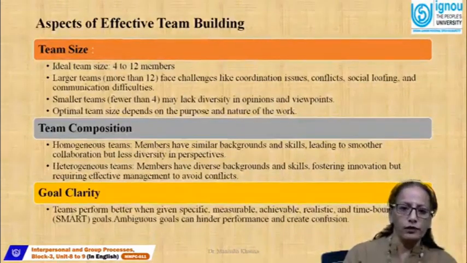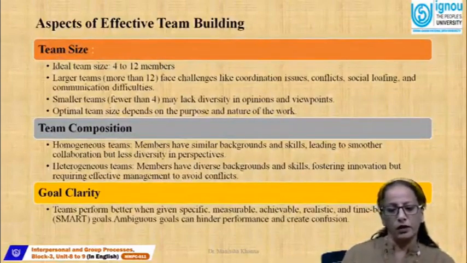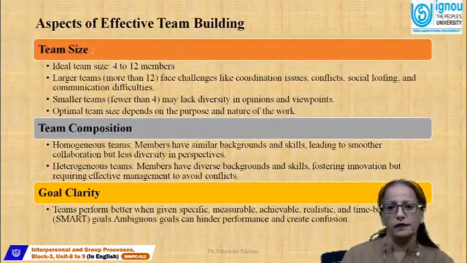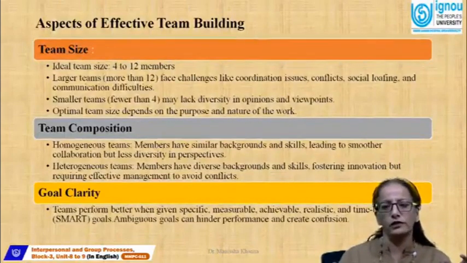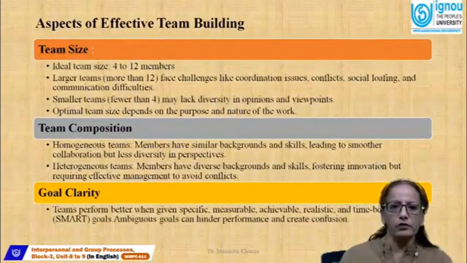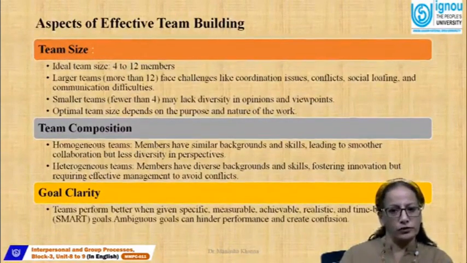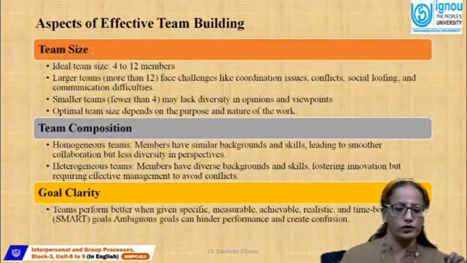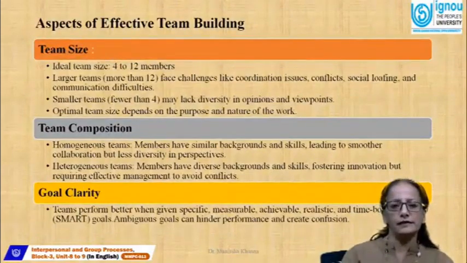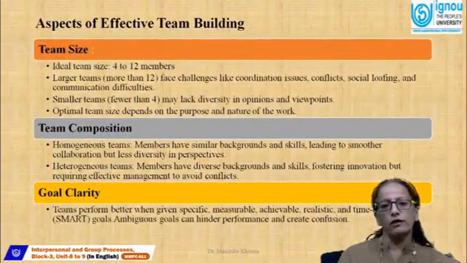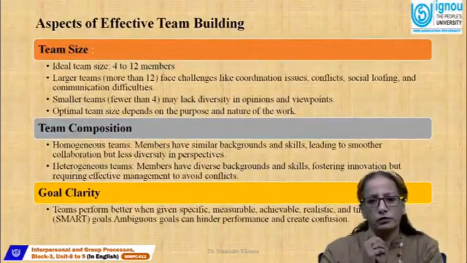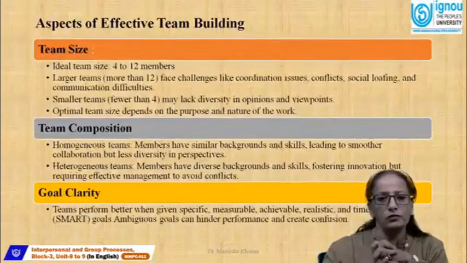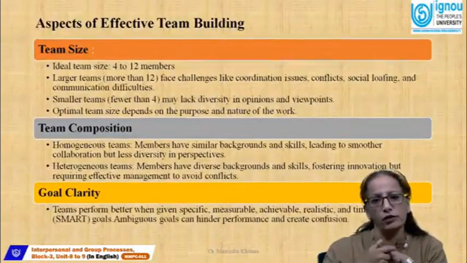If it is more than 10 people, it is known as a larger team. Larger teams have different challenges. They have challenges of coordination and conflicts, because the more the people, the more the behavioral aspects and challenges to coordinate with them, and there can be a communication gap also. There can be communication difficulties sometimes even in a diversified workforce. A smaller team, which can be fewer than 4, leads to lack of diversity, which may lead to lack of innovation, creativity, openness, or different opinions and viewpoints. So the ideal team size has to be 4 to 12 members.